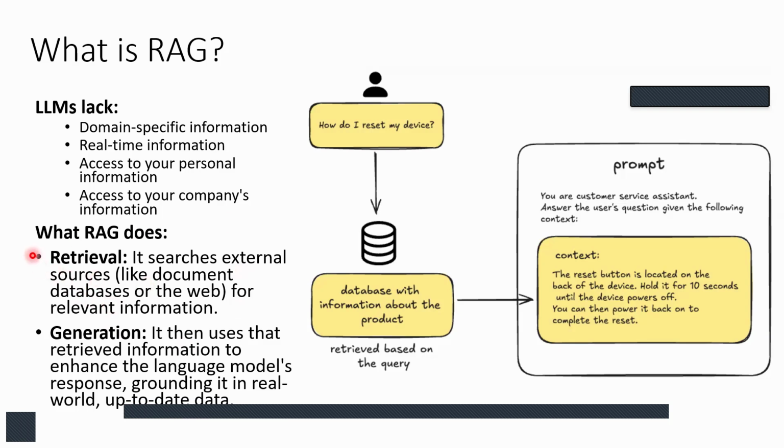RAG has two parts, retrieval and generation. Retrieval, as I said, searches external sources like a document database or the web for the relevant information. The second is generation. It then uses that retrieved information to enhance the language model's response, grounding it in real-world, up-to-date data. So this is the basic concept.